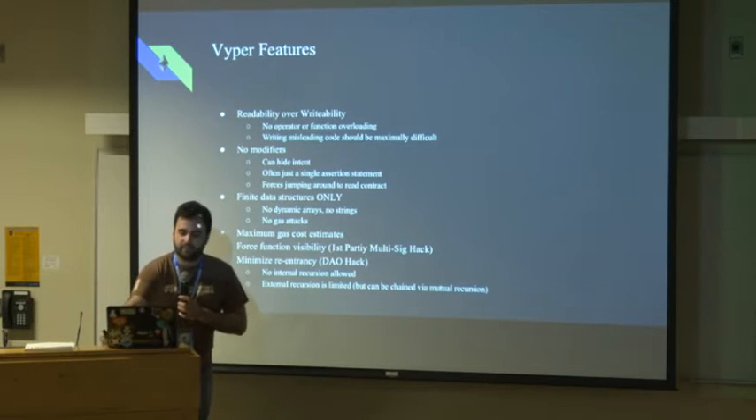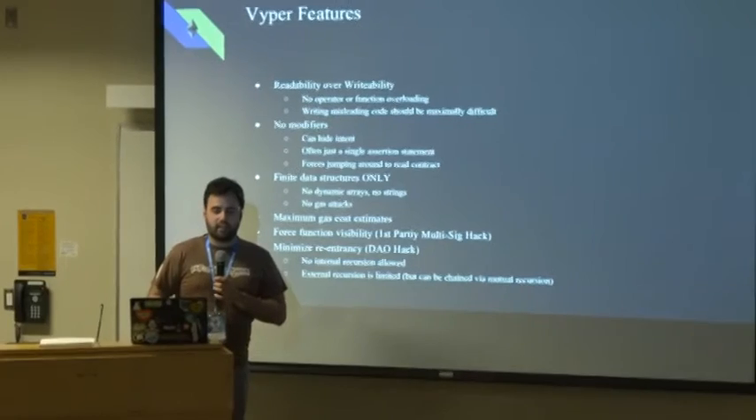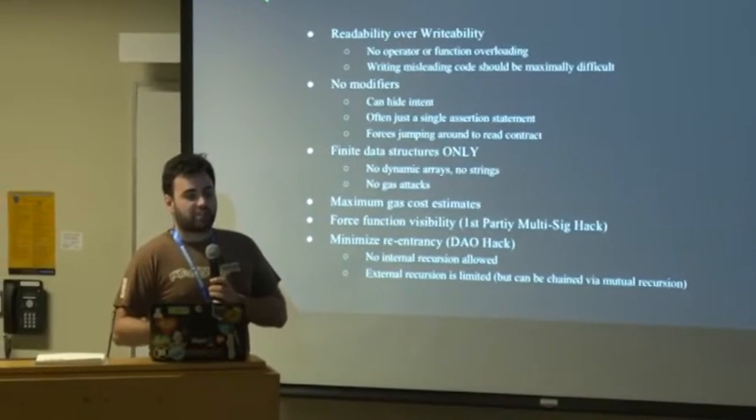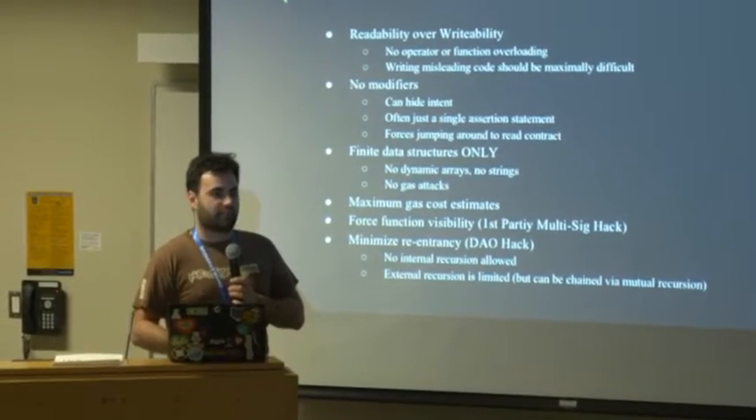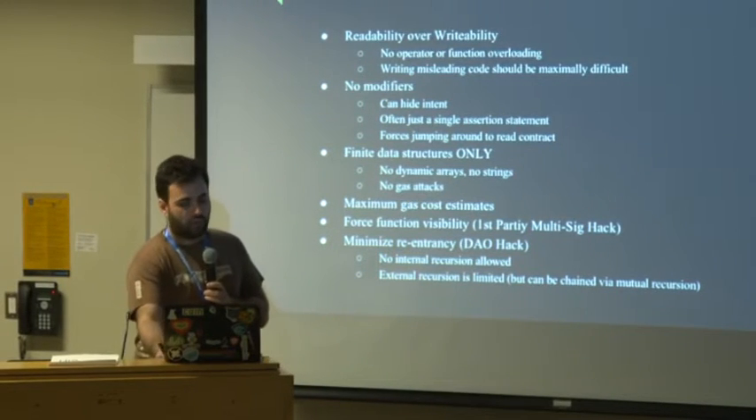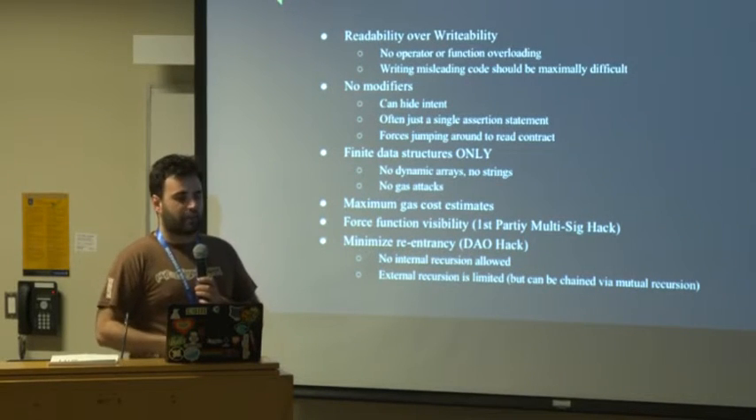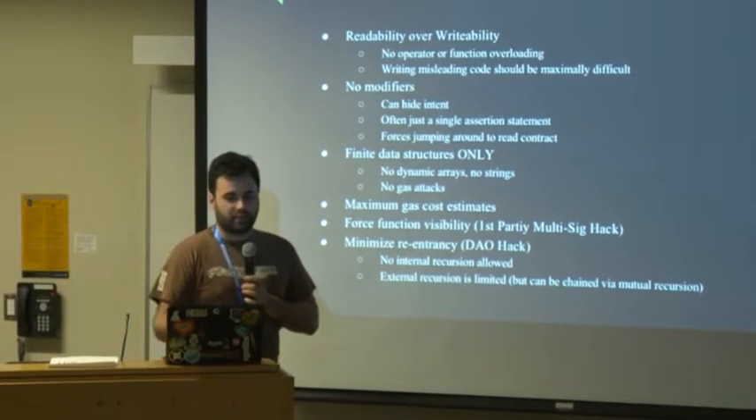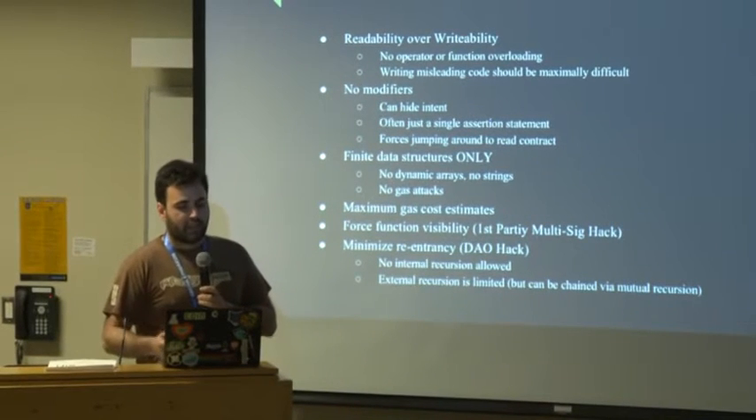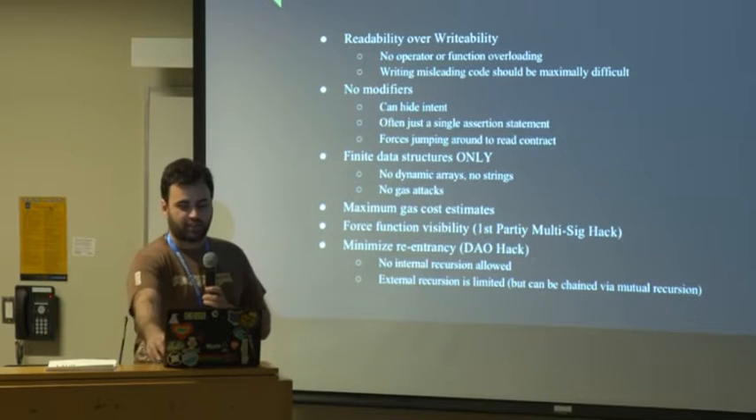Cool. We don't have variable size data structures. This eliminates some gas attack vectors that are possible, and it allows us to explicitly estimate the use of gas when we compile, so you know exactly how much it's going to be used before you even call it. We force function visibility because explicit is better than implicit. That was one of the attacks in the Parity multi-sig wallet. And we disallow single recursion and mitigate mutual recursion, which minimizes re-entrancy attacks as much as possible.